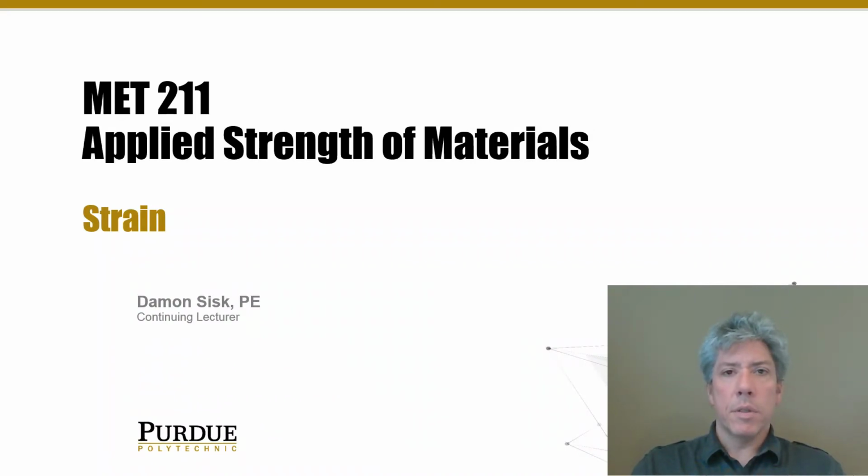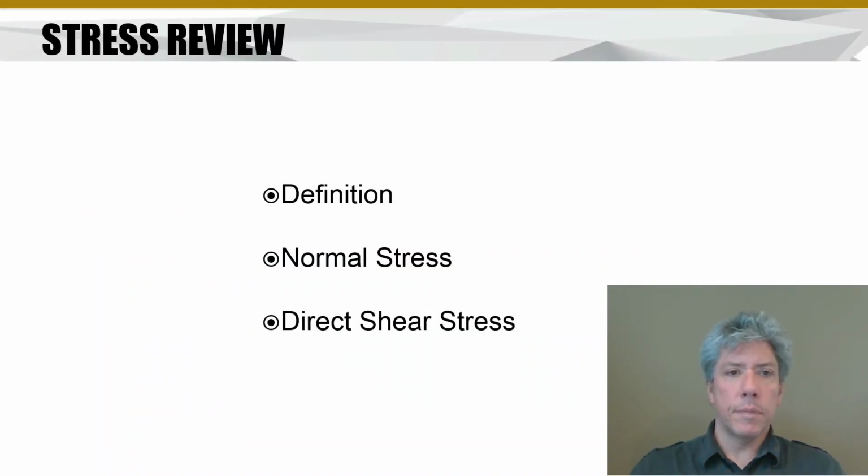Topic of this lecture is strain. Now let's remember what we talked about last time for stress. What's the definition of stress? Well, it's just a force per area that's in the material. Since we're talking about solids, it's not really a pressure, it's a force per area over some arbitrary cross-section. Now, often the cross-section is drawn perpendicular to the main axis of the member.